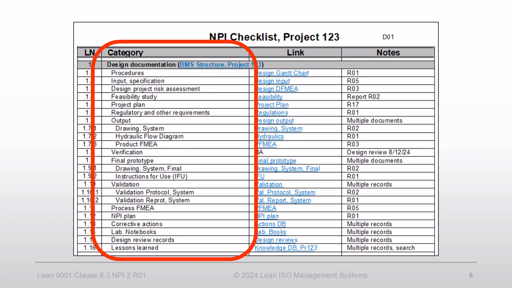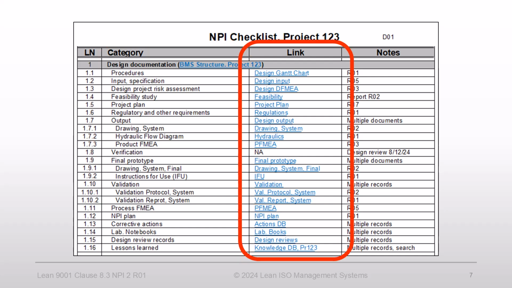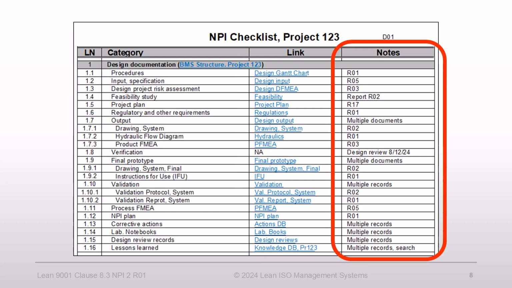The left column lists categories or NPI stages: procedures, input, design FMEA, etc. The following column includes links that take you to the locations of the corresponding documents and records within the BMS or other software systems. And the last column is for any specific information such as document revision levels, reason for not performing a particular task, etc.